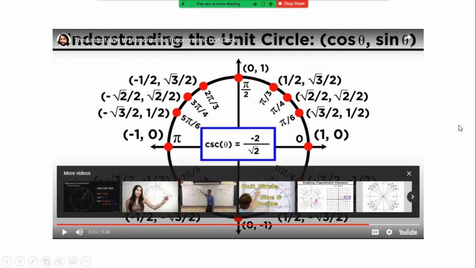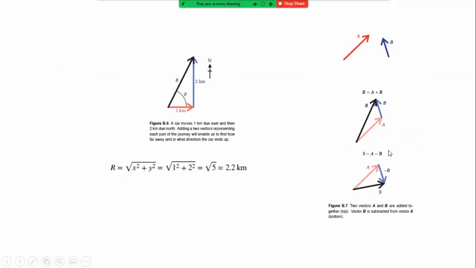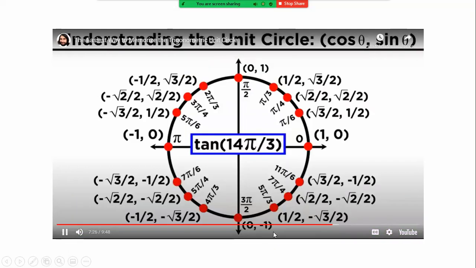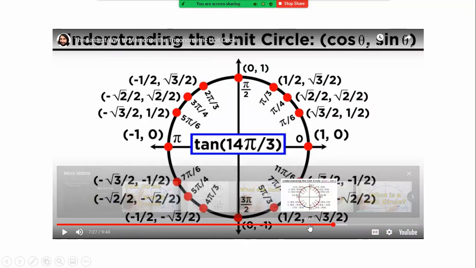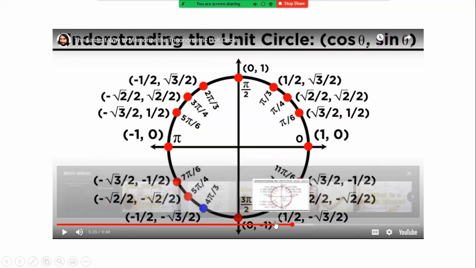All right, so let's go and take this back here a little bit. And then we multiply. Oh, okay. Hey, it's Professor, 18 pi over 3.